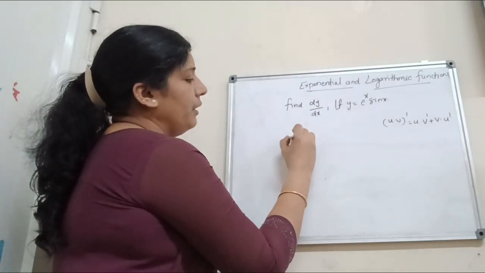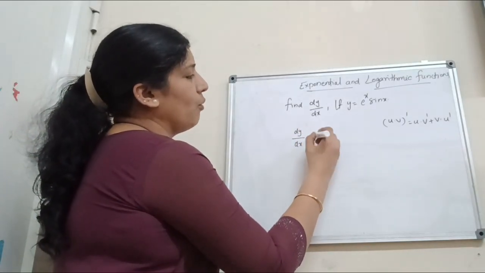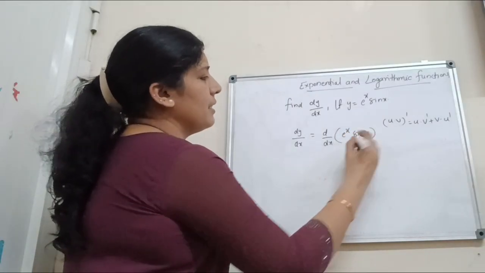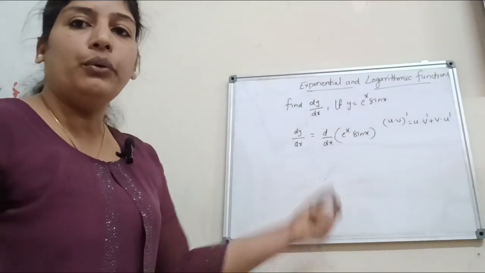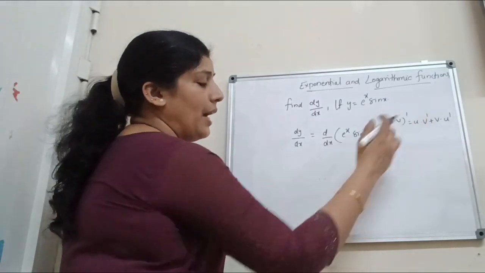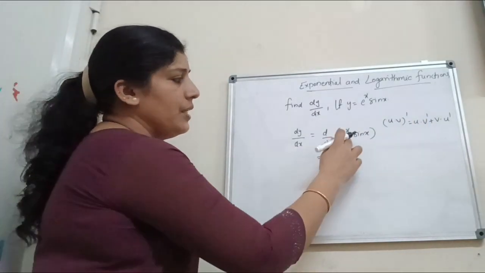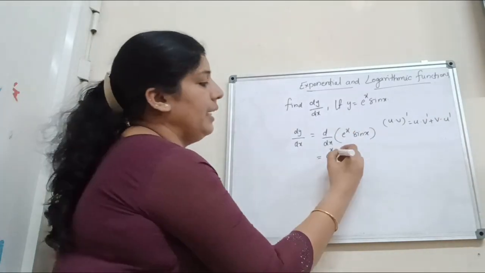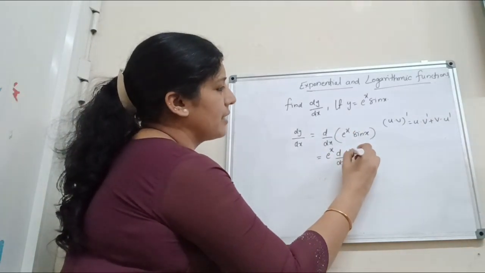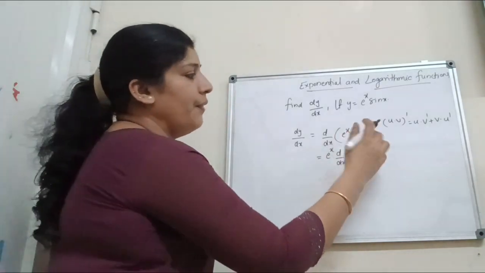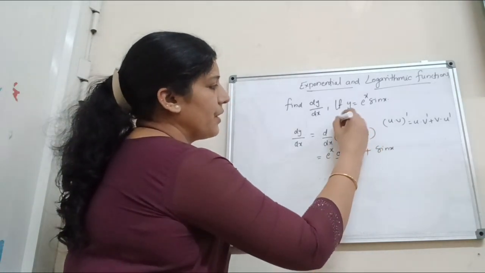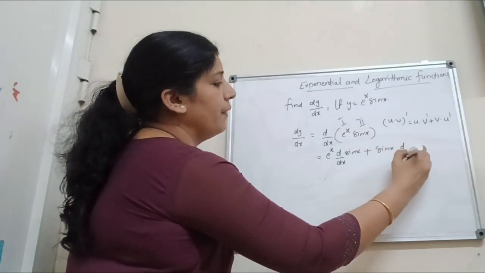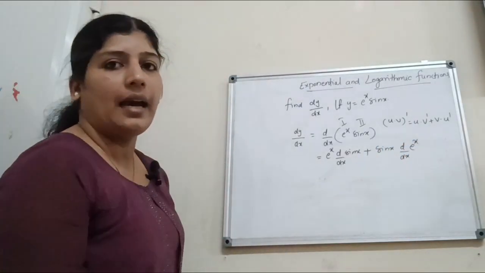Therefore, how can we find dy by dx? Here dy by dx equal to d by dx of what? e raised to x into sin x. That is of the form d by dx of u v, that is (u v) whole dash. It is equal to, here the first function is e raised to x into d by dx of the second function sin x, that is d by dx of sin x, plus, then the second function sin x into d by dx of the first function e raised to x.